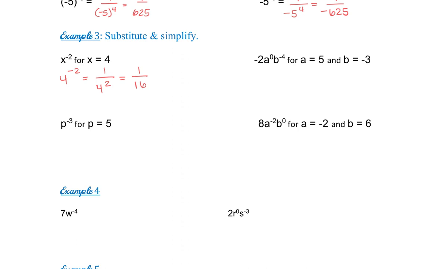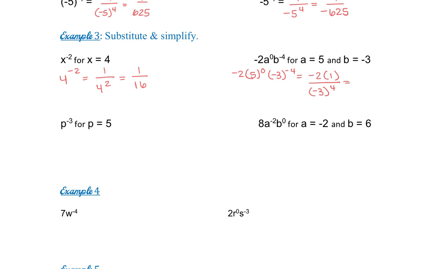We're substituting 5 in for A and negative 3 in for B. So we get negative 2 times 5 to the power of 0, and then negative 3 to the power of negative 4. Remember, anything to the power of 0 is just 1. So I'm going to rewrite this, negative 2 times 1. And then negative 3 to the power of negative 4, I'm going to go ahead and make that positive by moving it down to the denominator.